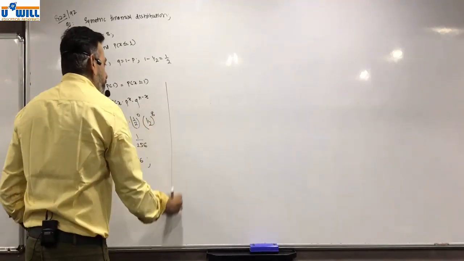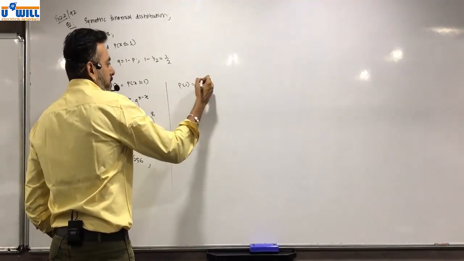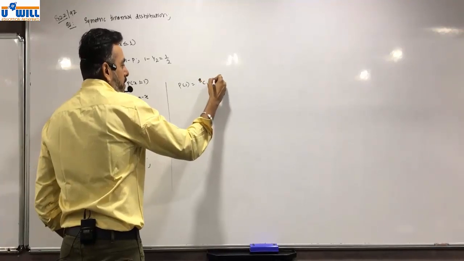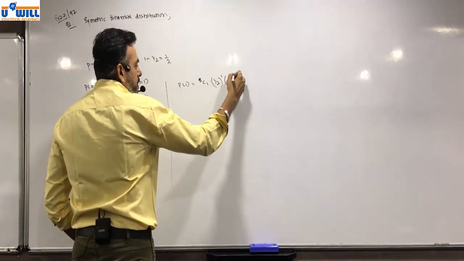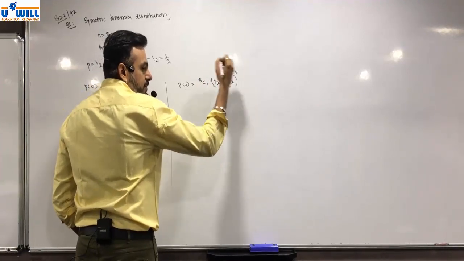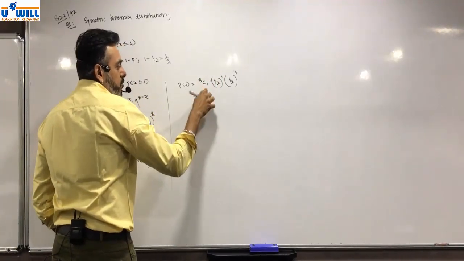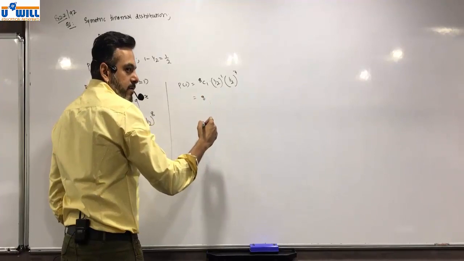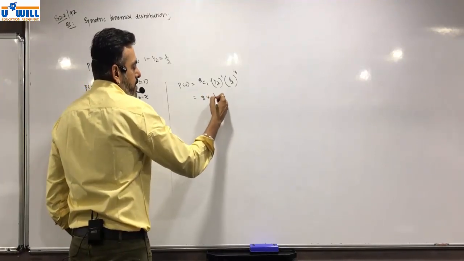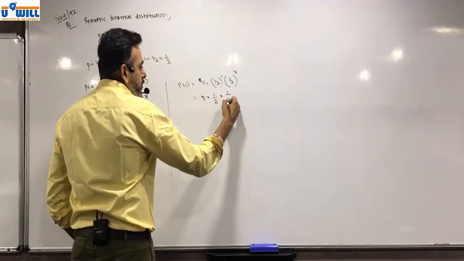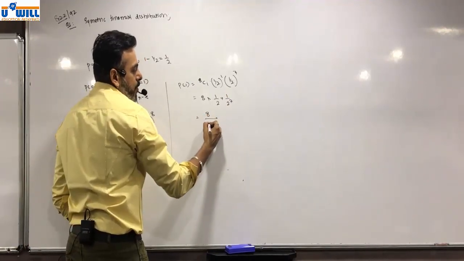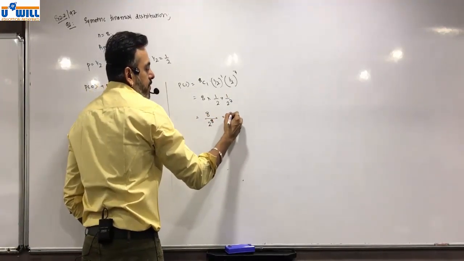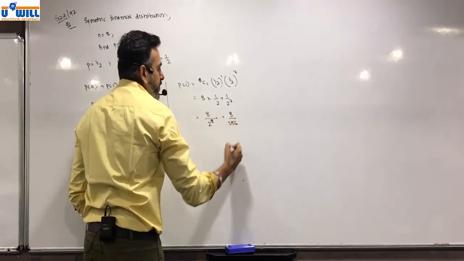Let's find out probability of 1. So 8C1 into 1 by 2 whole raised to 1 upon 1 by 2 raised to 8 minus 1, which is 7. 8C1 is 8, into 1 by 2 into 1 by 2 raised to 7, which is equal to 8 upon 2 raised to 8, which is 8 upon 256.